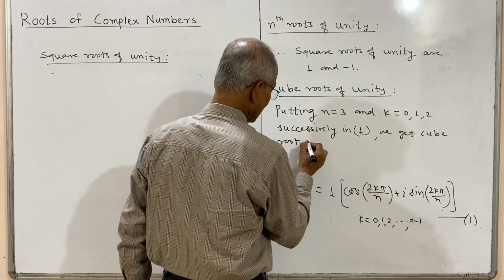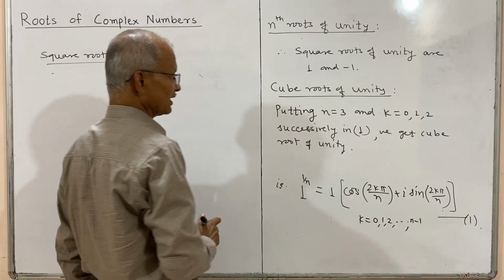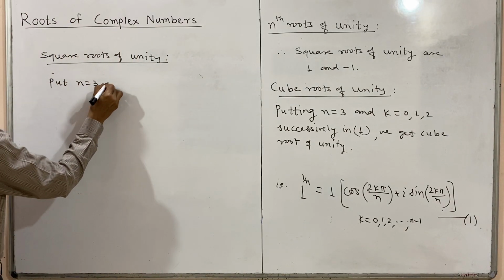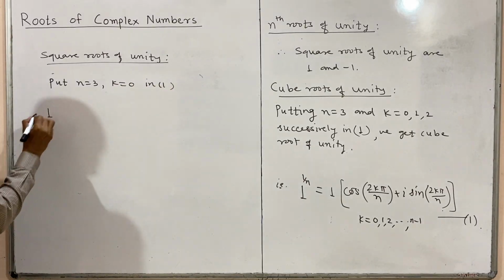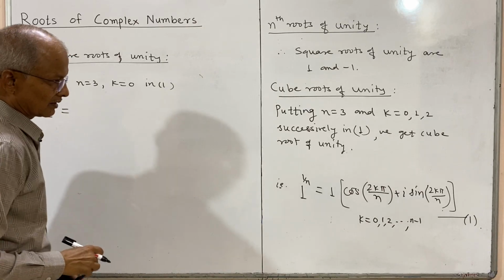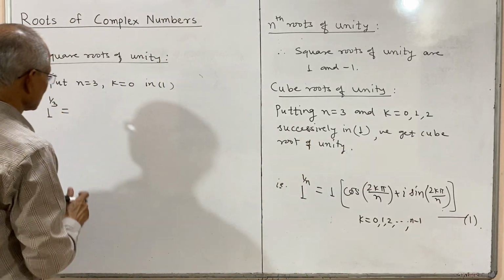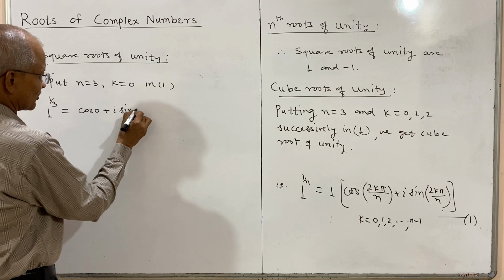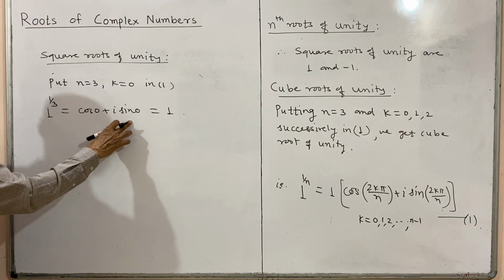And this we shall obtain one by one. First, n is equal to 3 and k is equal to 0. So put n is equal to 3, k is equal to 0 in 1. We get the cube root of unity, 1 power 1/3, is equal to, and you see k is 0, so it is cos 0 plus i sin 0, and that is 1, because cos 0 is 1, sin 0 is 0.